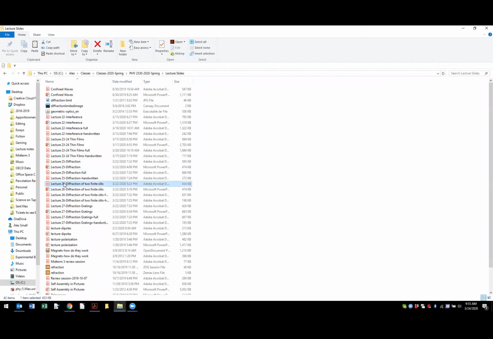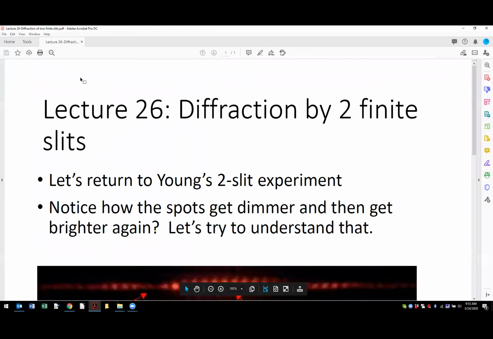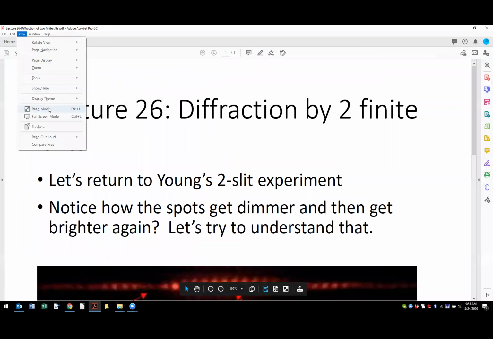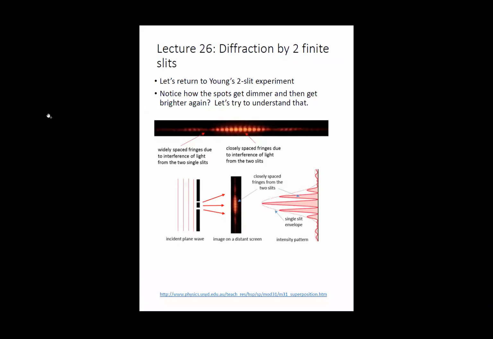I want to say a little bit about diffraction by two finite slits. So let's go back to Young's two-slit experiment. In Young's two-slit experiment, we saw all of these evenly spaced bright spots, but you notice how first they get dimmer, then they get really dim, then they start to grow again. That wasn't in any of what we did before.